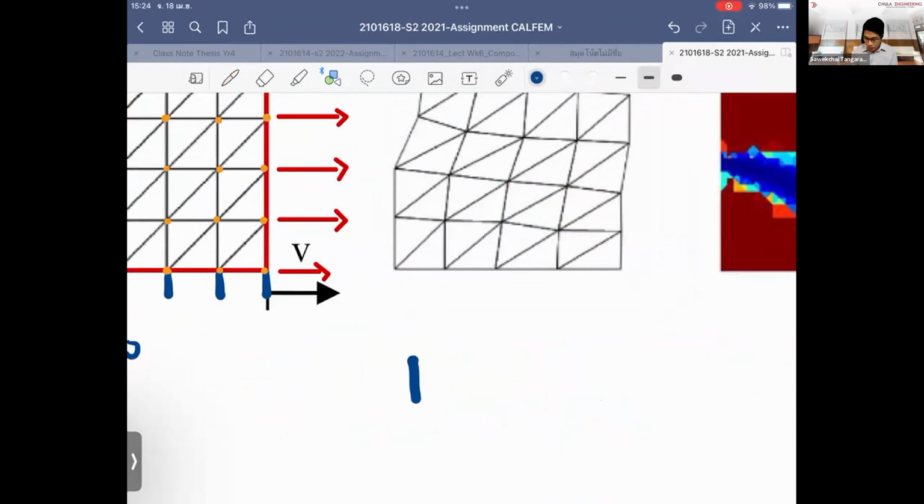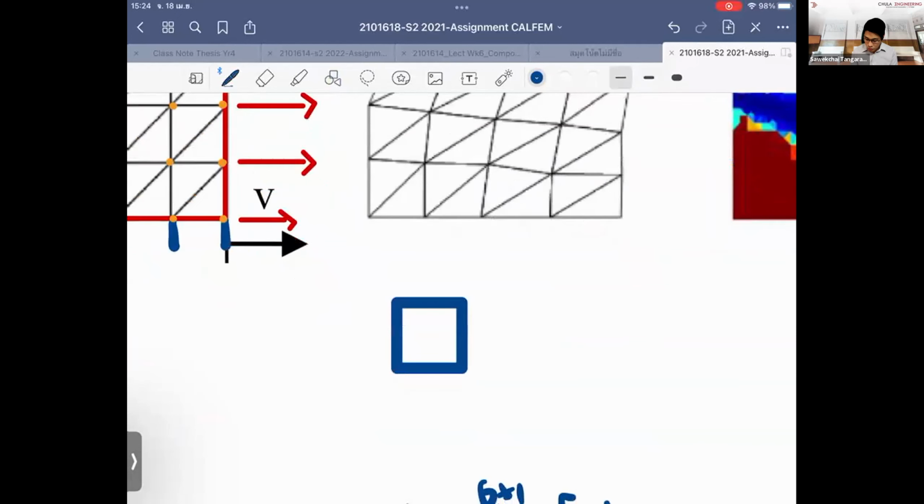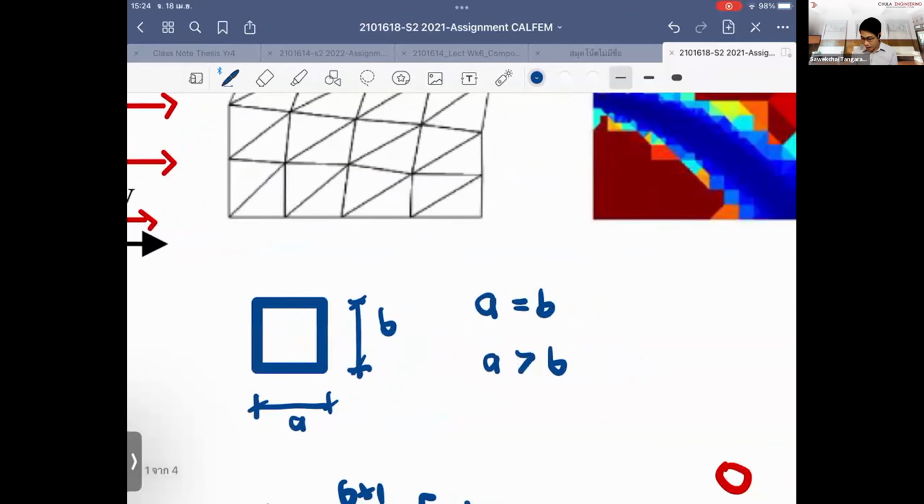For example, if I'm looking at the mesh dimension, the best idea is you just try to control the dimension of the mesh in the proportion of A and B. The best idea is we should try to have A equal to B as much as possible. If you want to have A more than B, right, you should not have A more than twice of B.